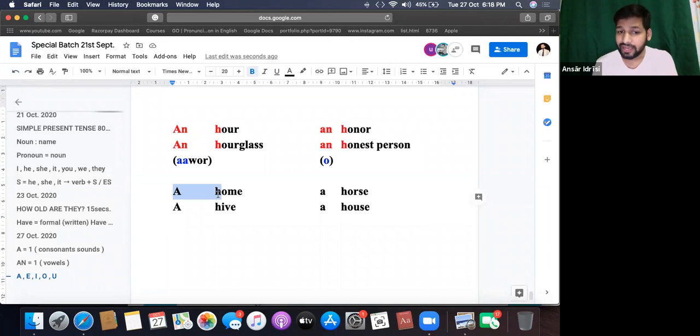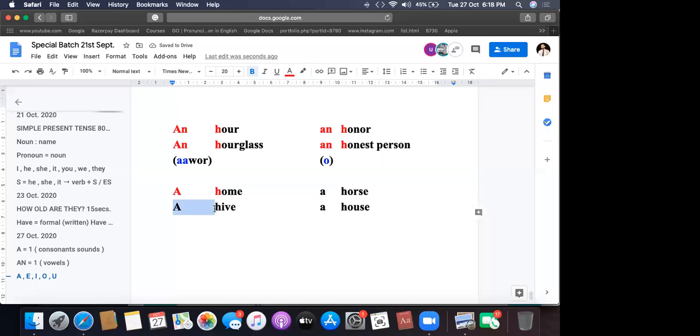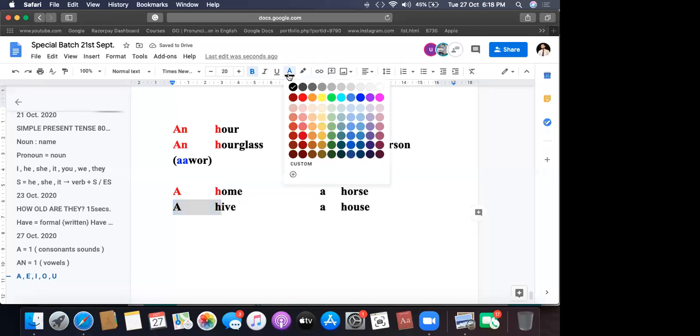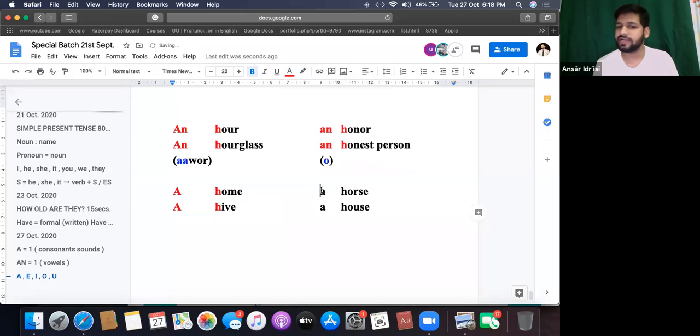Same case here. The word is starting with H and the next letter is a vowel, but I'm putting A there. Why? Because the sound is consonant. Exactly, because the sound is consonant, it is not a vowel sound.